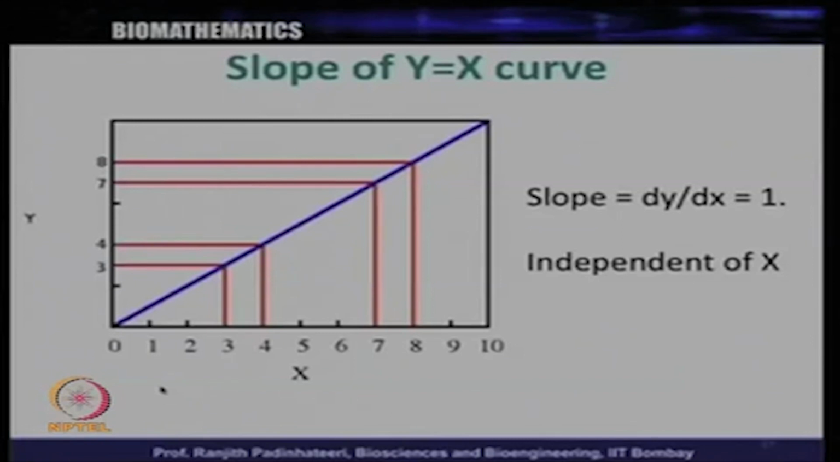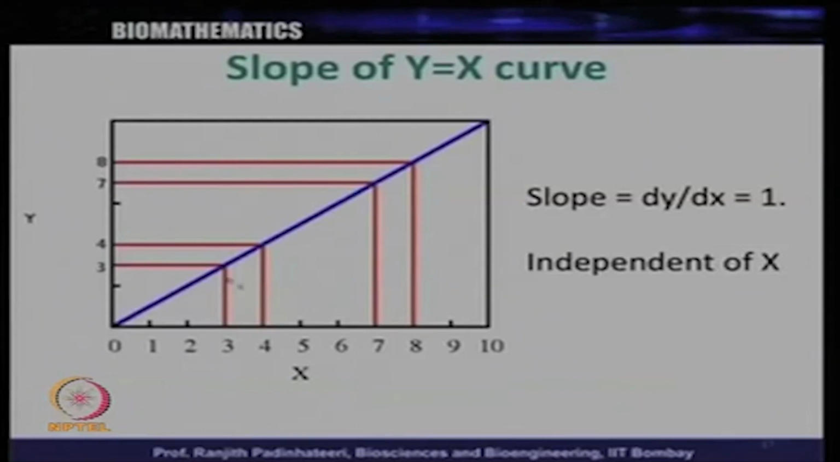Now, let us understand this a little more carefully by calculating the slope of some known curves. We know many functions, we know the y equal to x curve, y equal to x square. Let us calculate the slope of certain curves that we know and see what we learn from this, and later what we learn can be used in the context of biology. So, let us take the y equal to x curve.